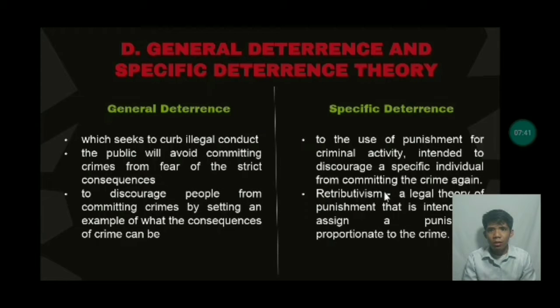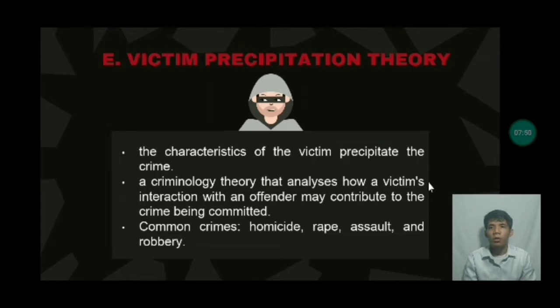So, that is the meaning of general deterrence and specific deterrence. And we also have victim precipitation. So, victim precipitation: the characteristics of the victim precipitate the crime. A criminology theory that analyzes how the victim's interaction with an offender may contribute to the crime being committed. Common crimes: homicide, rape, assault, and robbery.